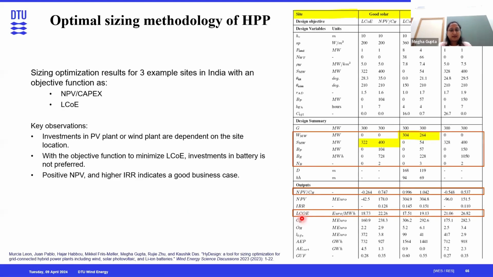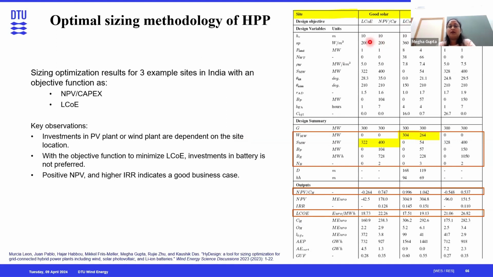And then I have presented some results from one of our papers mentioned here in the reference. This is from a paper recently published on the HyDesign tool. Here we have performed some case studies on 3 example sites in India, which are good solar, good wind, and then bad solar and bad wind. So we have 3 sites, and we analyzed those.